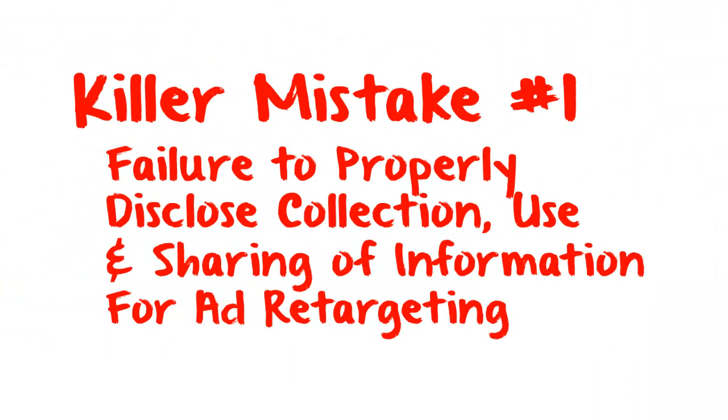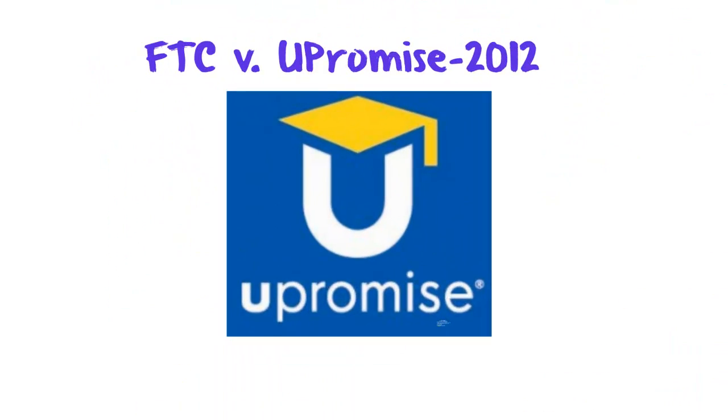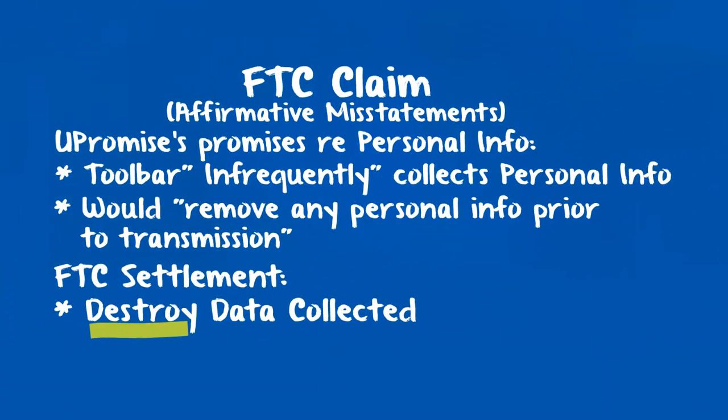Okay, so what about these 3 killer mistakes for ad retargeting? All right, mistake number 1, failure to properly disclose the collection, use, and sharing of information for ad retargeting. Obviously very important. And there are a couple of cases I want to present very briefly to you. The first is the Federal Trade Commission versus UPromise, a 2012 case. And here, the basic idea is that the FTC went after UPromise for what is known as affirmative misstatements, which is a fairly fancy term, simply meaning that they made certain statements and assurances in their privacy policy, which, by the way, the FTC views as enforceable promises, but they simply didn't keep these promises.